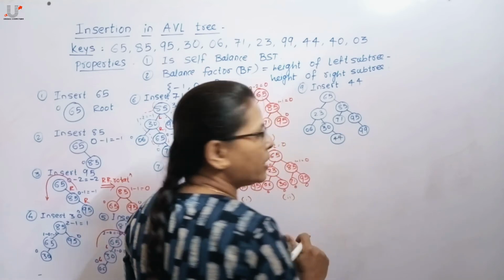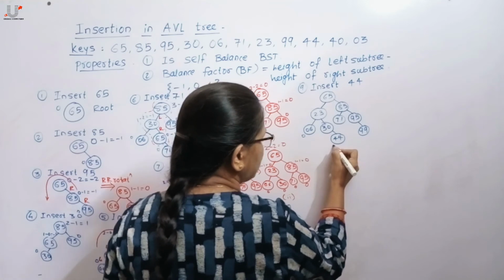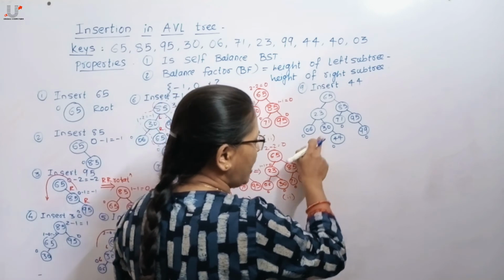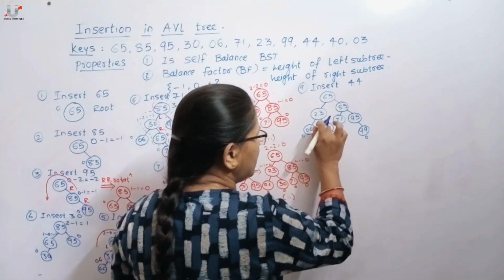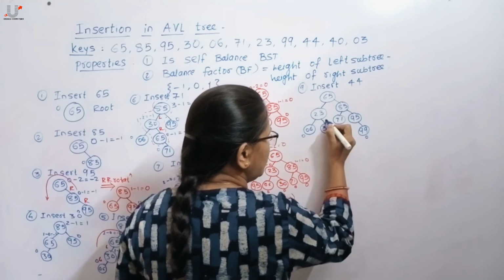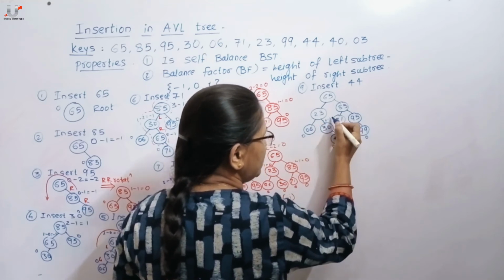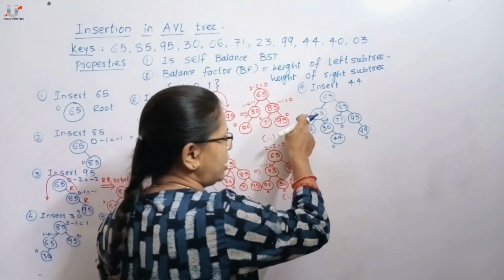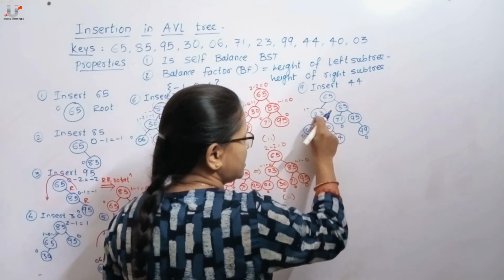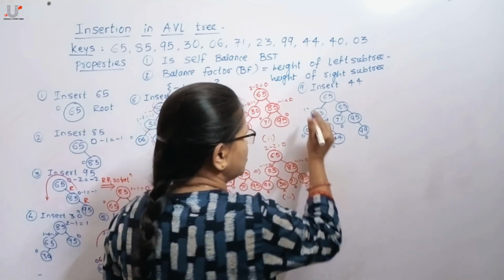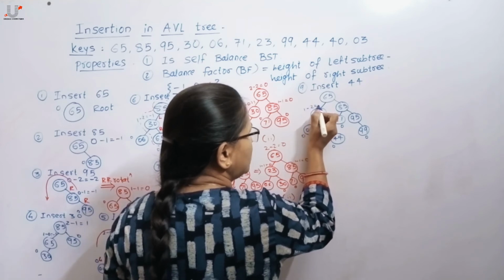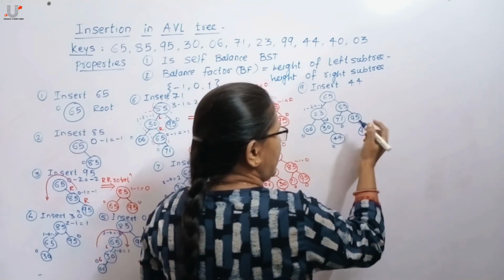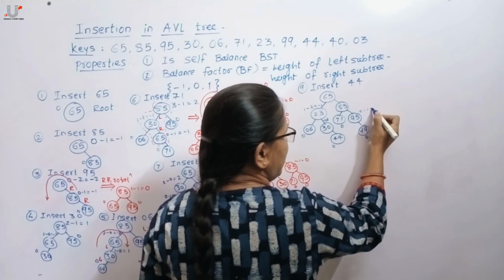After adding, again check the balance factor. Balance factor for all the leaves is 0. Then balance factor for 30: height of left, as nothing is present to the left of 30, is 0, minus height of right subtree, so 0 minus 1, the balance factor is minus 1. Then for 23, height of left subtree is 1, minus maximum height for right subtree, which is 2. So 1 minus 2, the balance factor is minus 1.